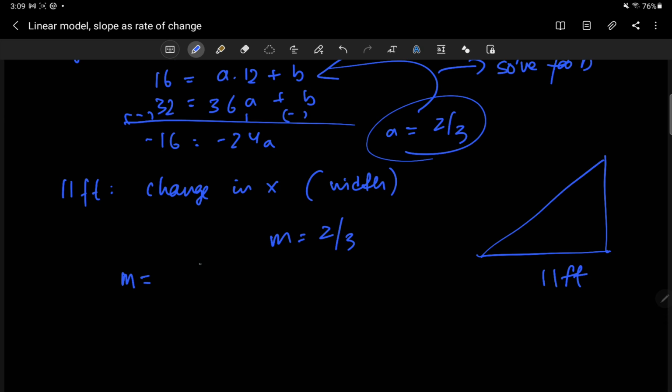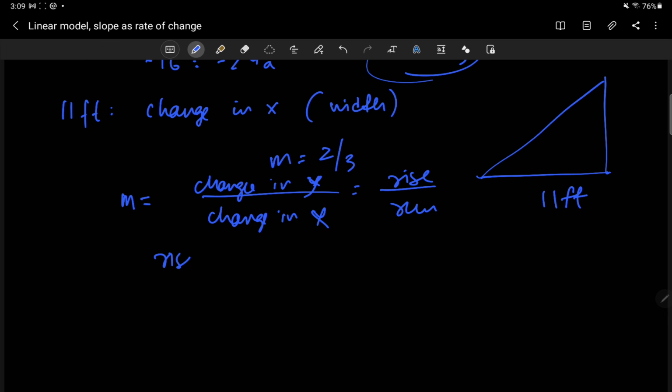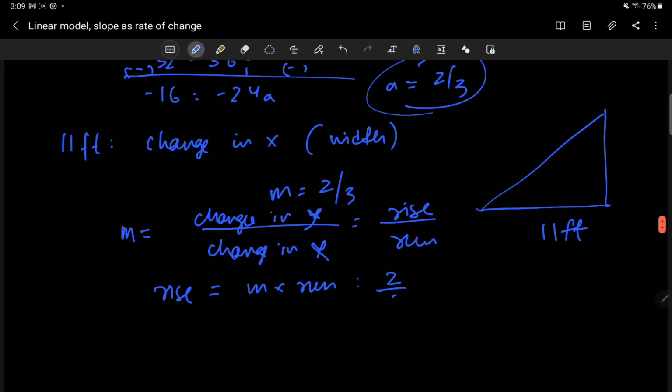Now slope is change in y over change in x, rise over run. So we're given that the run is 11, then the rise is m times the run, which means it is 2/3 times 11. So it's 22 over 3 feet, which means that in the given configuration, if the width is limited to 11 feet, then the height can only reach 7.33.